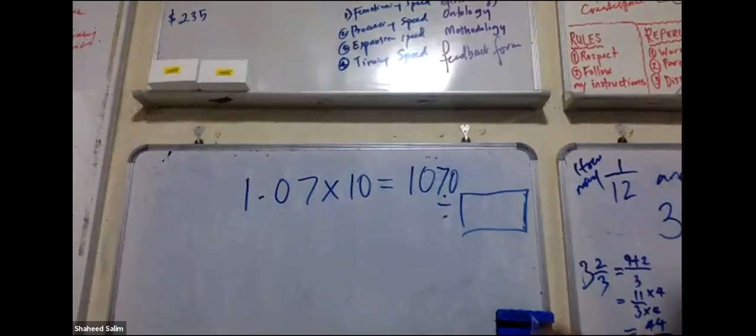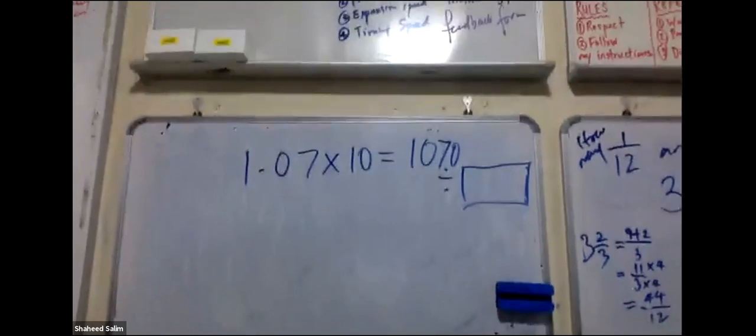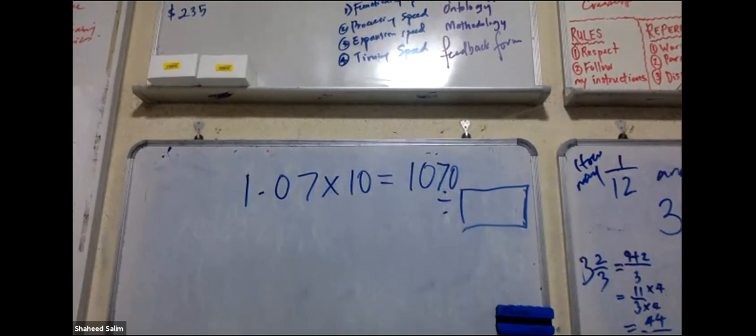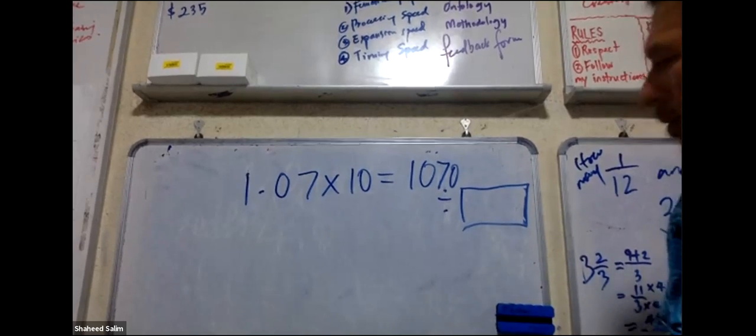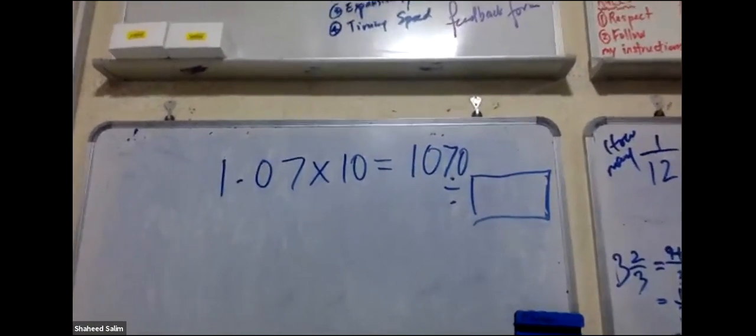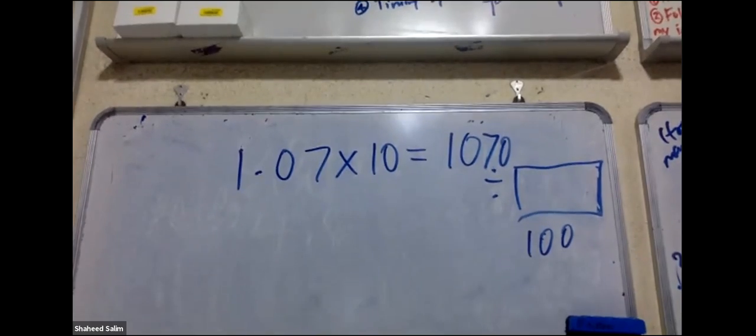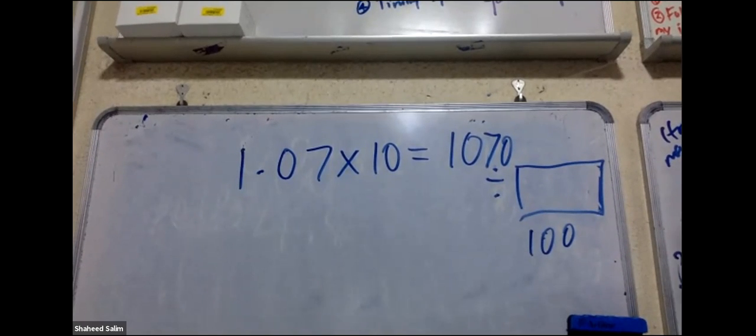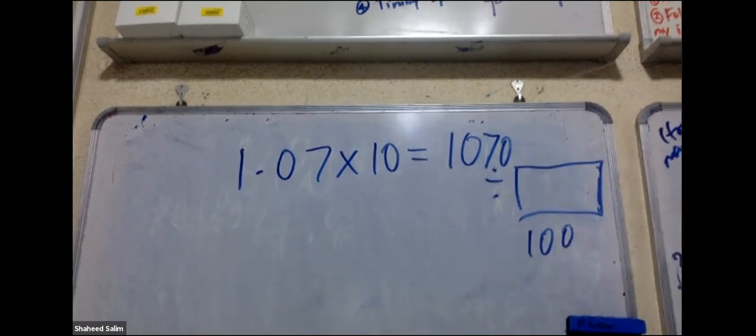Okay, can you try this? My answer is 100. Okay, two people say 100. What about the other two girls, Miss Shafika and Miss Raihana? We wait another 30 seconds before we explain.